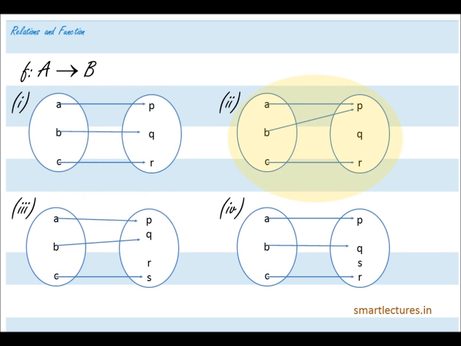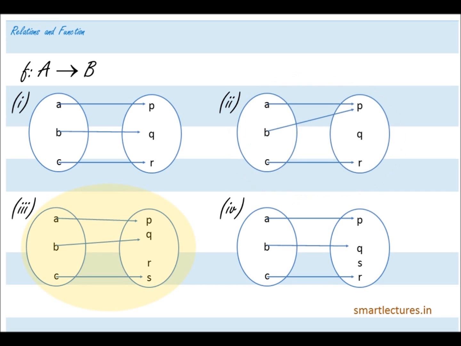In the second case, a and b from set A are linked to p. So a and b are linked to the same element in set B. That means different elements in set A, which are a and b here, have the same image p. So this is not a one-one function. It doesn't satisfy the condition for a function to be one-one, so the second case is not a one-one function.